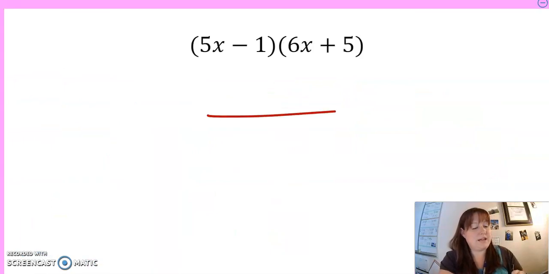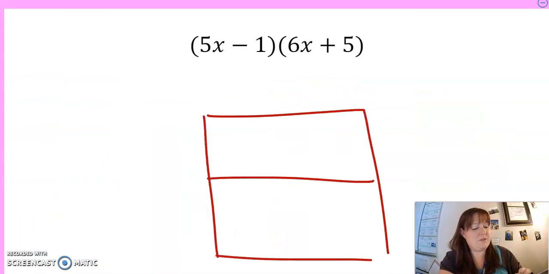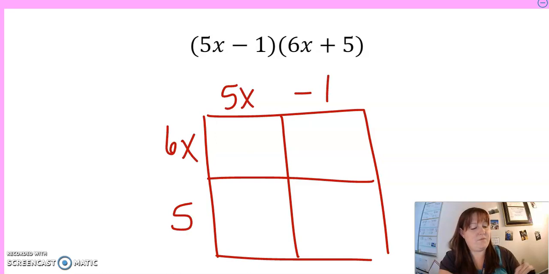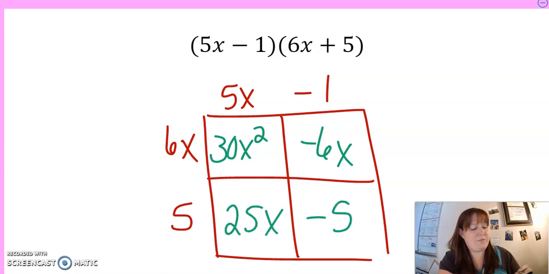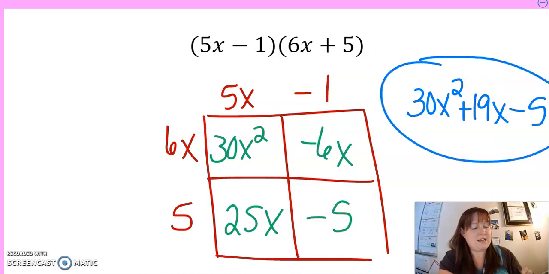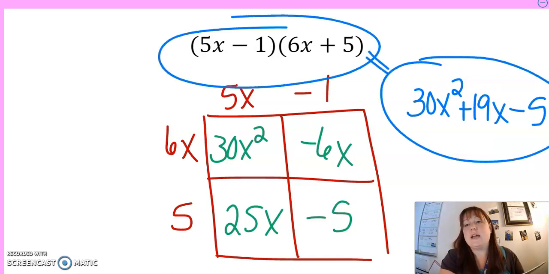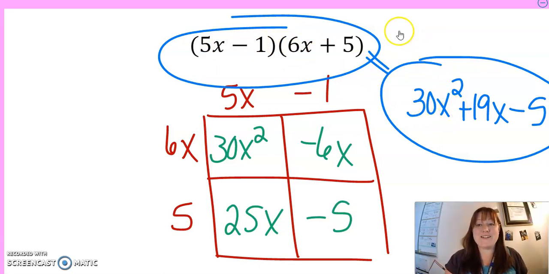All right, this is our last one. If I want to use the box method for this one, I would say 5x minus 1 and 6x plus 5. That would be 30x squared minus 6x plus 25x minus 5. So that would be 30x squared plus 19x minus 5. And again, these two are equivalent expressions. They are the same thing. All I did is I just changed the form from here to here. And guess what? With factoring, which I'll do a video on next, you can go from here to here.